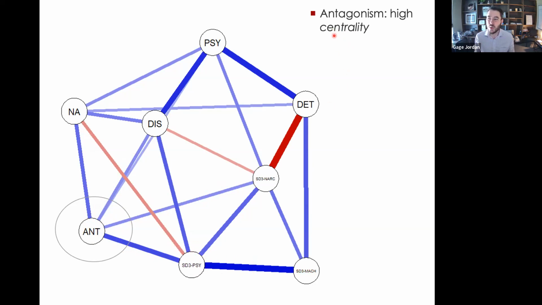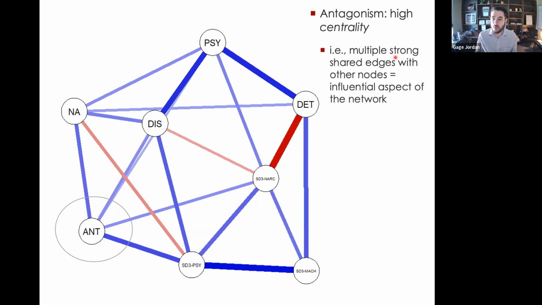So that's what statistical centrality is: we're really looking at how many edges there are from a node to other nodes and how strong these edges are, right? Multiple connections, pretty strong connections here as well. It's spreading activation throughout that network. If you take antagonism away, maybe some pieces fall. And that's sort of what I was saying, multiple strong shared edges, that's going to be an influential feature of our network here.